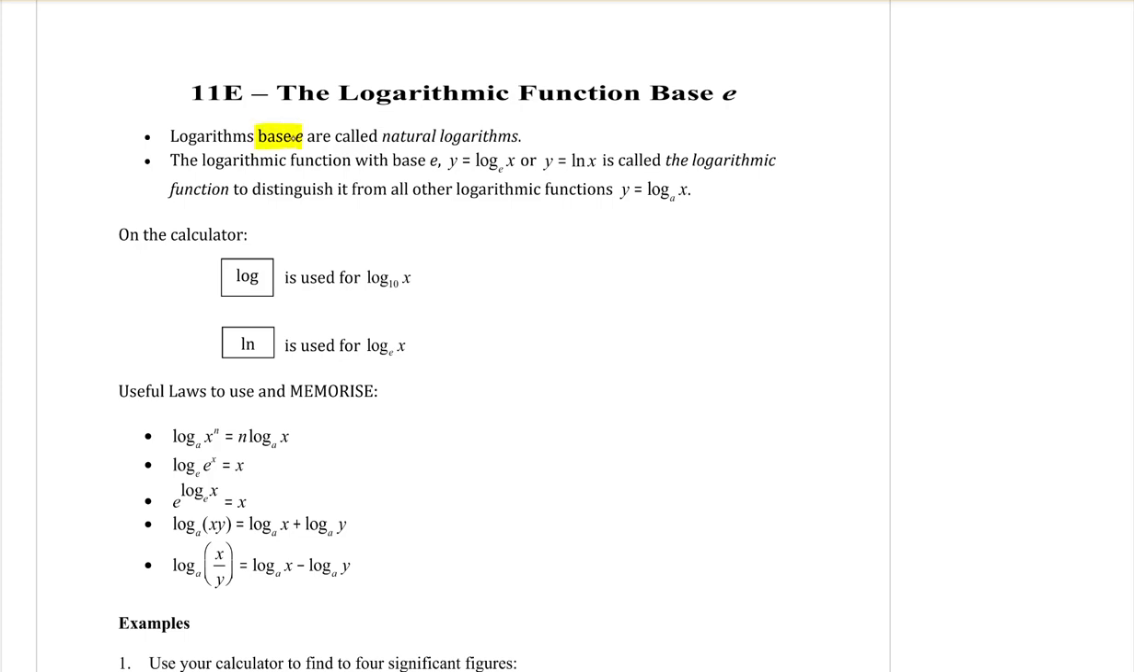The logarithmic function with base e, we can write it out the long way as log base e of x, but we all like shortcuts, so we can also write that as ln of x. And as soon as you see that, you know that that means a base e. On our calculator, the one that says the word log means a base 10. The one that says ln obviously means a base e.